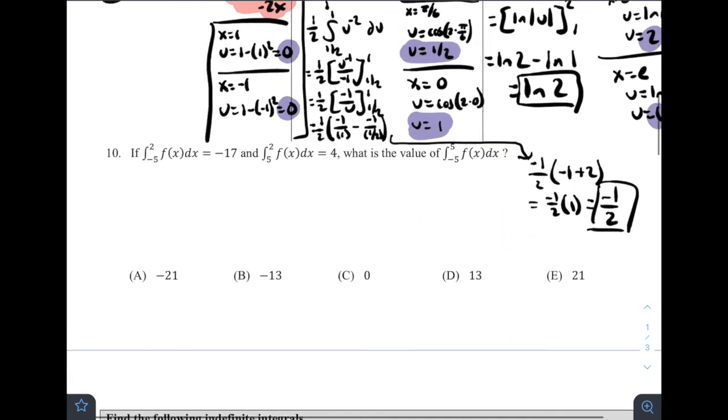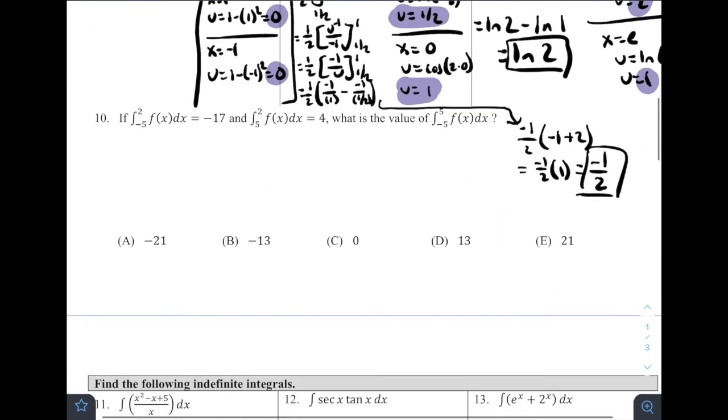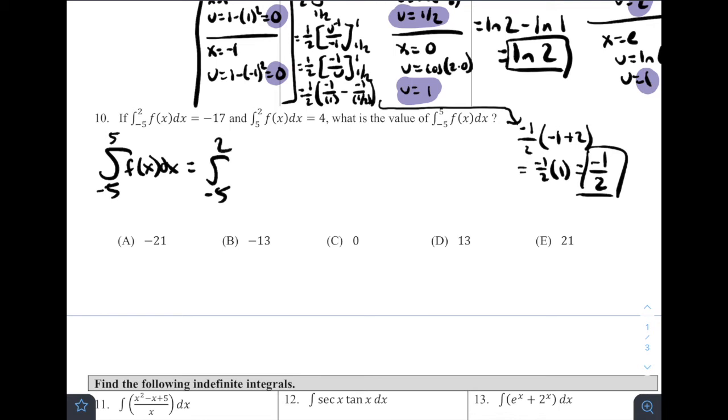Great. Number 10. All right, what do we know? We got some properties of integrals. If the integral of f of x dx from negative 5 to 2 is negative 17, and from 5 to 2 of f of x dx is 4, what's the value from negative 5 to 5 of f of x dx? Well, one of our properties of integrals says that if I want the integral from negative 5 to 5 of f of x dx, I can break that up into 2 adjacent integrals. So I could go from negative 5 to 2, which I see right here.